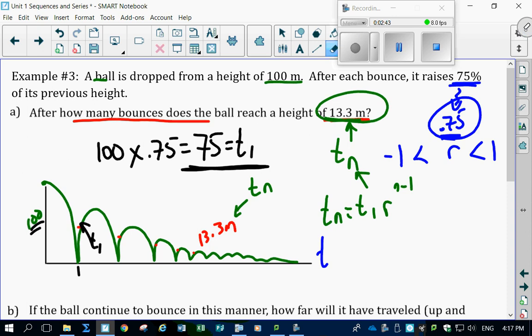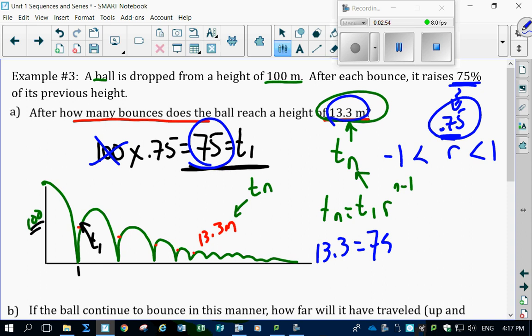The Tn, if you think about it, is 13.3. The T1, of course, is not 100, it's 75. Watch out for that. Okay? Your ratio, well, you know your ratio is 0.75, to the n minus 1.